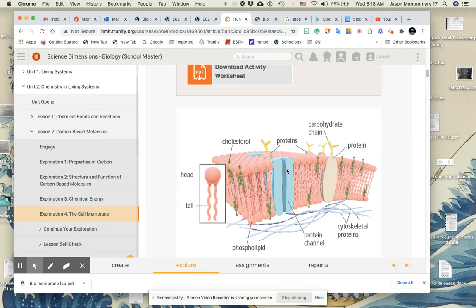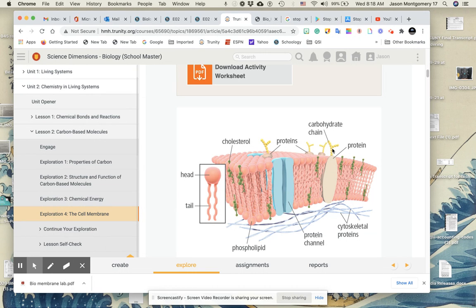Now, in these cell membranes, you have protein channels, which we'll talk more about in a few minutes. These are how large molecules get into and out of the cell. And you have carbohydrate chains and proteins attached throughout the cell membrane. Now, these carbohydrate chains are really important. They perform a very important function.